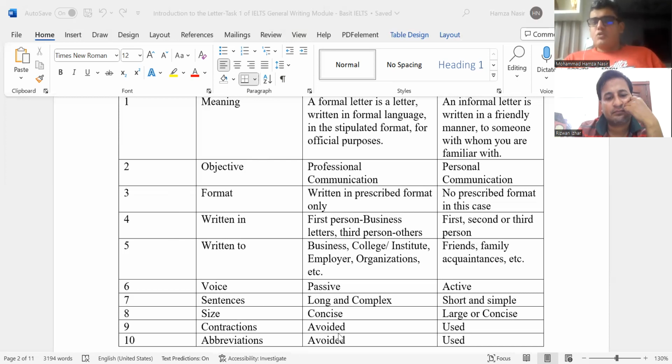Abbreviations, ठीक है ना, उसको फॉर्मल लेटर में हर हाल में अवॉइड करना है, जबकि इनफॉर्मल लेटर में आप यूज कर सकते हैं. लेकिन एब्रीविएशंस भी स्टैंडर्ड एब्रीविएशन होनी चाहिए आपकी. ठीक है ना. लाइक AI, that is the international abbreviation for artificial intelligence. उसके साथ साथ आपकी UX, that is the international abbreviation for user experience.